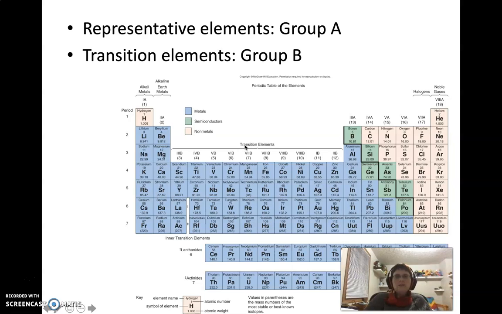Basically, these guys don't belong with the rest of the guys here in the middle. This whole block is what we call the transition elements. The transition elements are group B, and we treat them for our purposes as one big group. We're not going to talk about them as individual columns or families, just as one group or one family. That's why we've got those two different letters with the numbers for the groups or families.